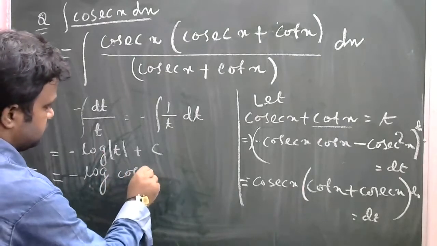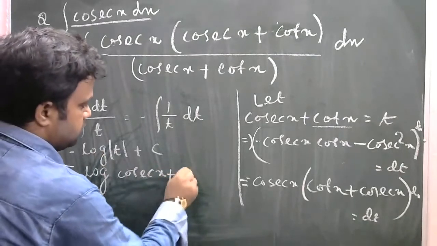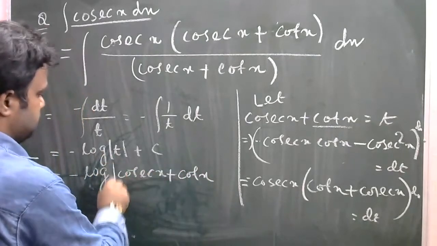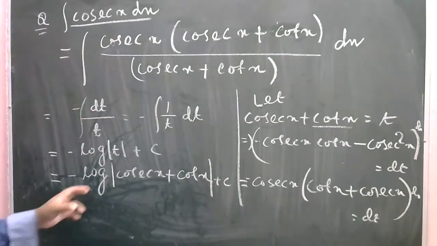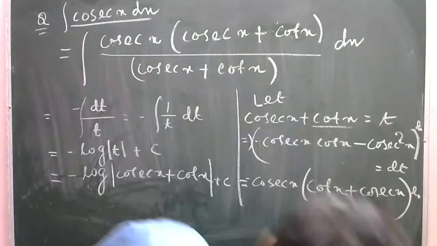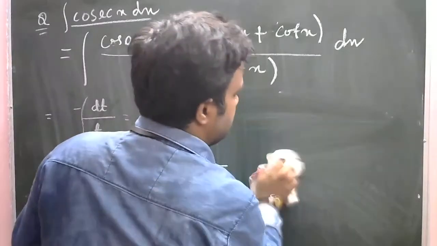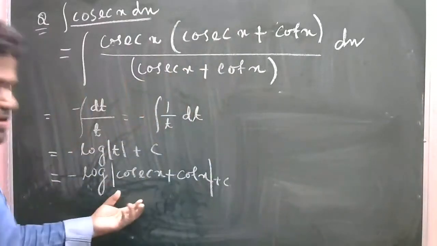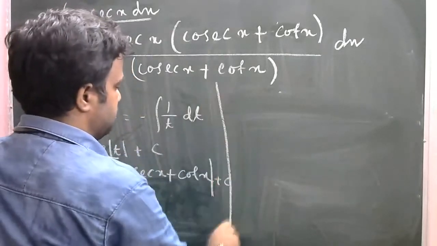So I can write minus of log of mod cosec x plus cot x plus c. So minus log cosec x plus cot x plus c, this can be the result also, but I can write it in another form also.